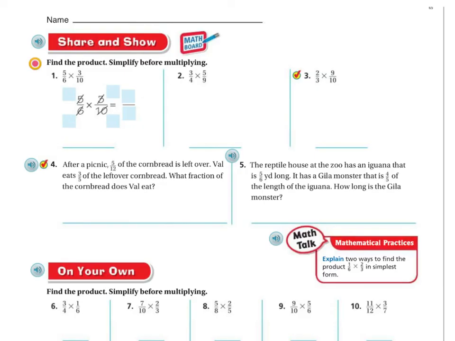Okay, I'm going to do one more before I send you on your own. So if I'm looking at 5, 6, and 3/10, 6 and 3 have 3 in common. So 6 and 3, 3 goes into 3 one time, 3 goes into 6 2 times. Now I'm on 10 and 5, and they have 5 in common. 5 goes into 5 one time, 5 goes into 10 2 times. So I have 1 times 1, and 2 times 2 is 4, so my answer is 1/4.